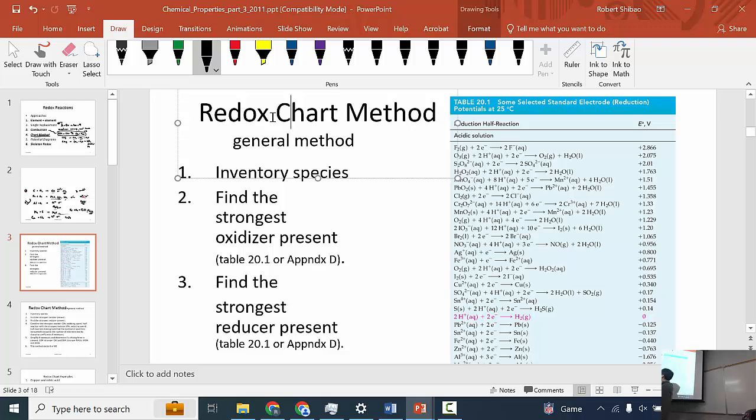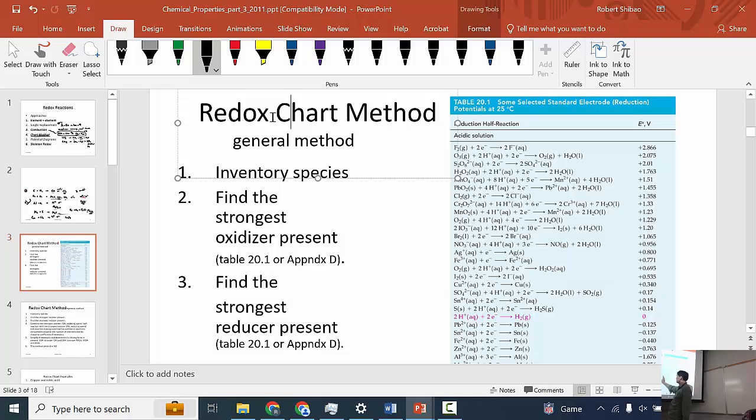In the redox method, we do the same step as acid base. We inventory the species. And then we find the strongest oxidizer present and the strongest reducer present using this chart. This chart is in chapter 20 of your book, or Appendix D, which is a much longer chart. It's the same thing. This chart ranks what we call the oxidizers on the left. The oxidizers take electrons, but they take different amounts of electrons. For example, 2 electrons, 2 electrons, 2 electrons, 5 electrons, 6 electrons, 4 electrons, etc. So they take different amounts of electrons depending on what they want to do.